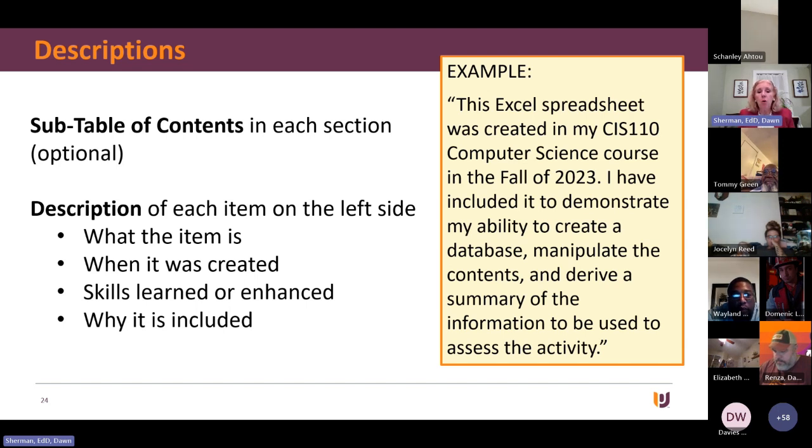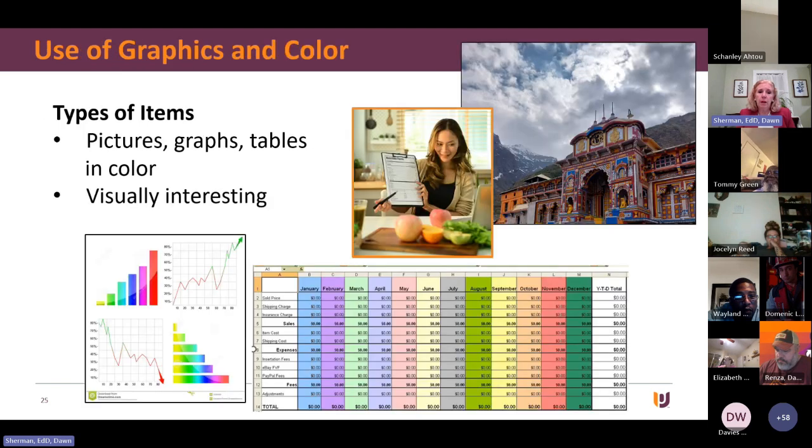Also, you can put in here what you learned from this. Why are you putting it in here? Why is this more important than another Excel sheet you could have used? Or why is this research paper more important than another one? From this research paper, I learned to hone my APA skills or my research skills or my ability to write succinctly, whatever it is. Talk about your skills, highlight your skills, and tell them what you have learned from that item and why you're putting it in there.